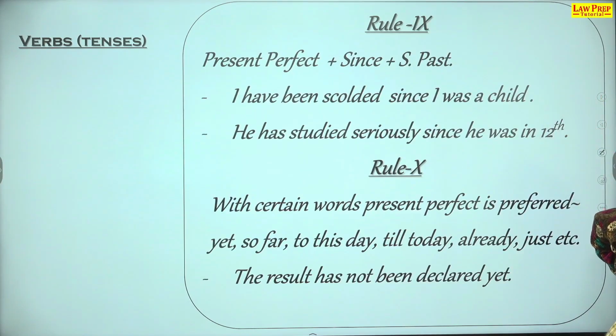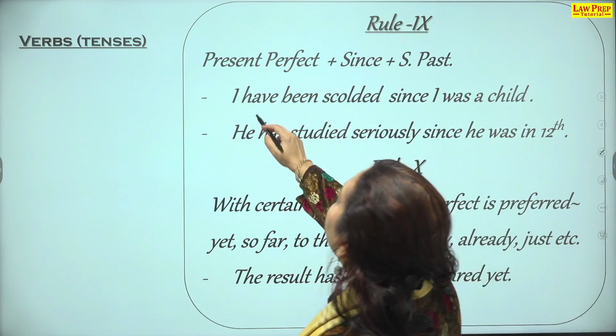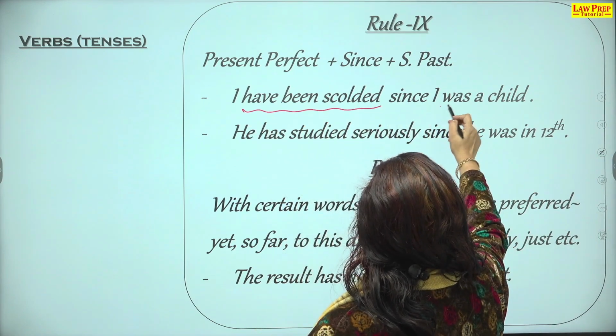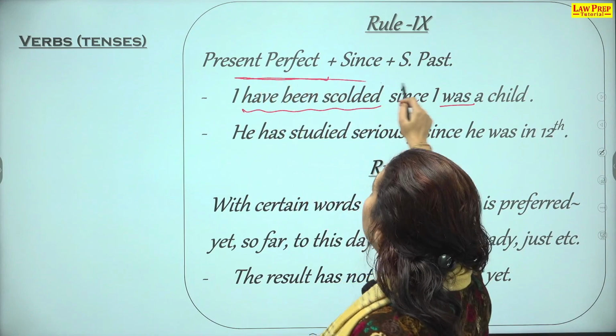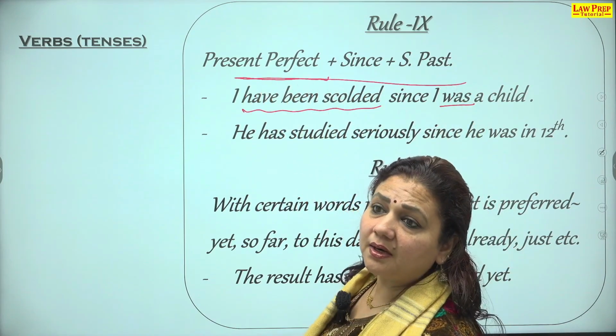Next rule, with present perfect and since plus simple past. I have been scolded since I was a child. आप देख रहे हैं सबसे पहले यूज़ किया गया है प्रेजेंट परफेक्ट और फिर यूज़ किया है सिंपल पास्ट. ये रेयर कॉम्बिनेशन है प्रेजेंट और पास्ट का, रेयर कॉम्बिनेशन, it's hardly used.